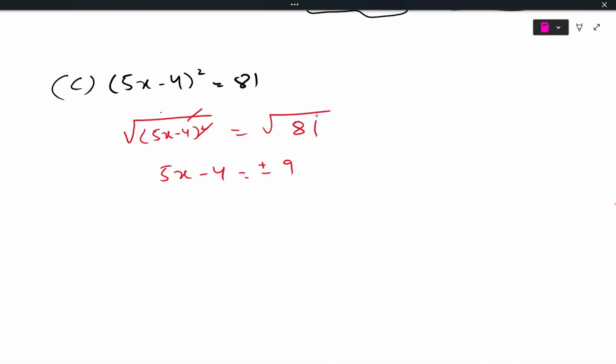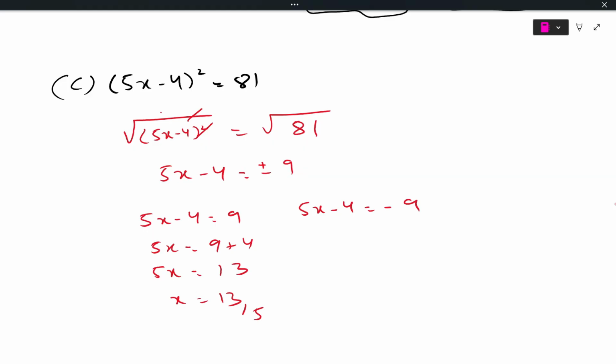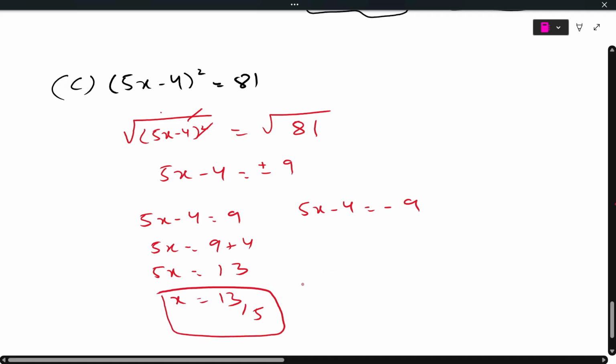Whenever you remove the under root, remember that you have one value in positive, the other one in negative, right? Now what I can do is solve one part of the equation by taking the positive 9 and one part of the equation by taking the negative 9. So that's going to be 5x is equal to 9 plus 4. 5x is equal to 9 plus 4 is 13, right? And therefore our x is going to be equal to 13 over 5. That's the first value that I'm going to get.